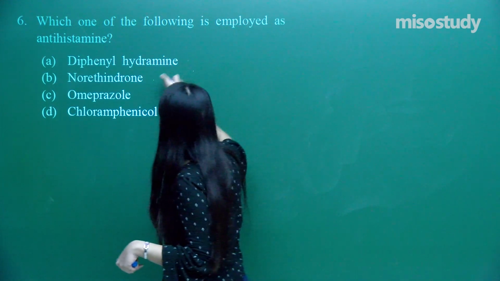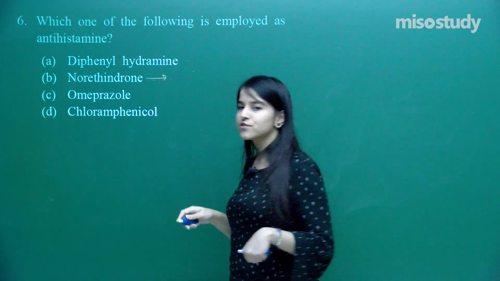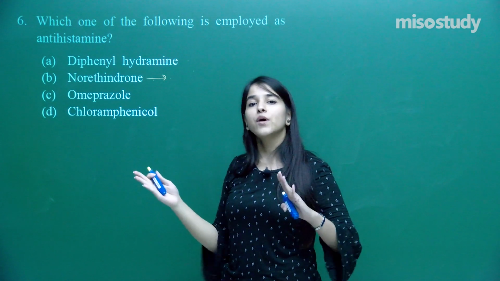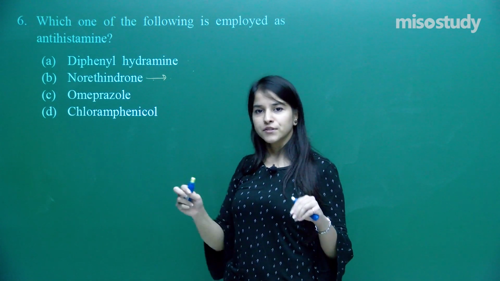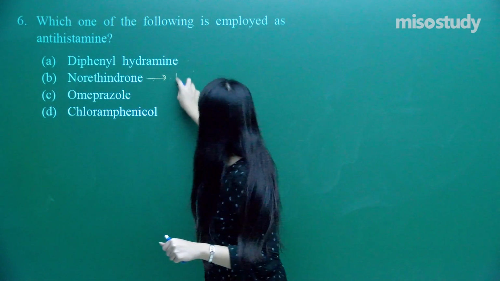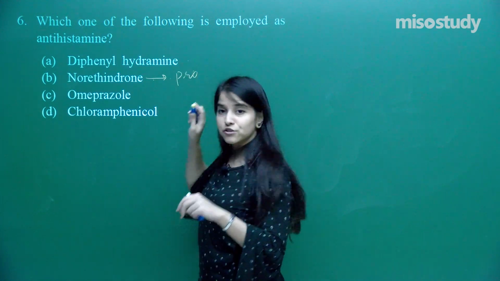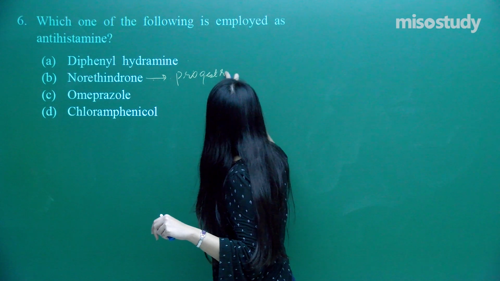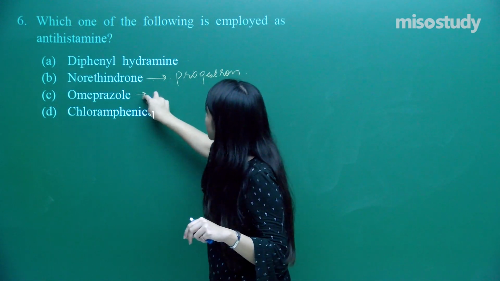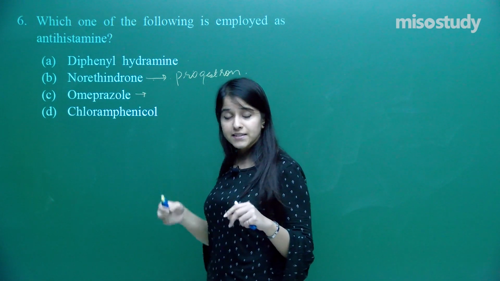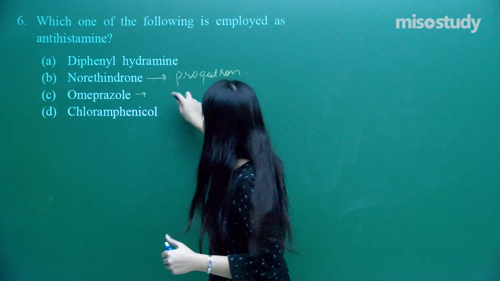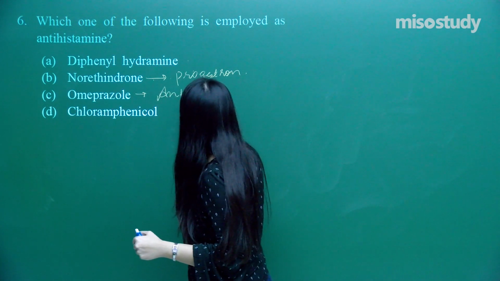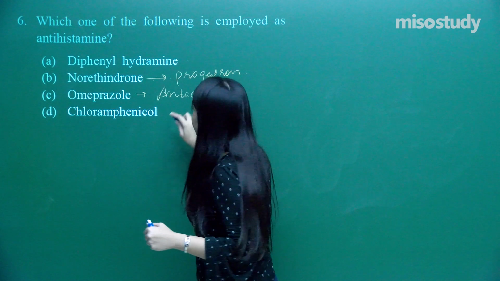First is diphenylhydramine. This is what? Norethindrone is nothing but mimicking what? It is a type of, yes, progesterone. So that is a sex hormone that is actually added in the oral contraceptives, progesterone. What else do we have? Omeprazole. That is the latest kind of antacid that we use. So that is antacids. What is chloramphenicol?